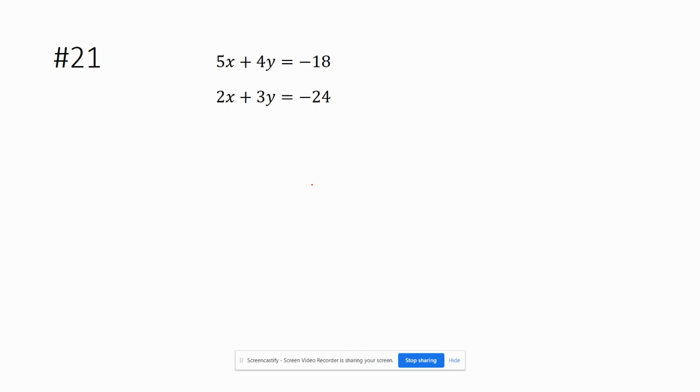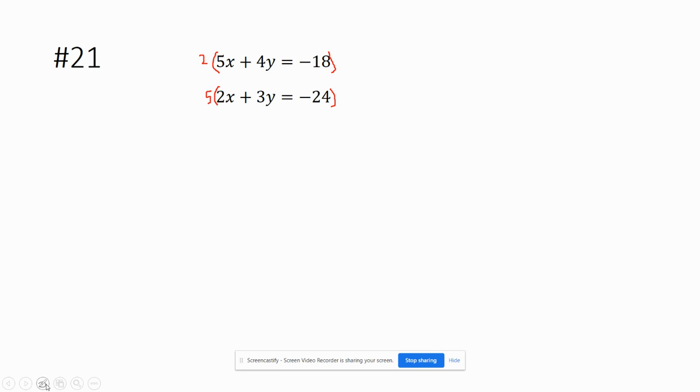Okay, the last one, probably the most challenging one in terms of the work you have to do, because since the coefficients don't have common factors, you can't just multiply one equation. You have to multiply both equations. So you have choices if you want to eliminate x or if you want to eliminate y. Most of you eliminated y, as it turns out, but you could also eliminate x. If you multiply this equation by 2 and this equation by 5, then we would get the same number for x.